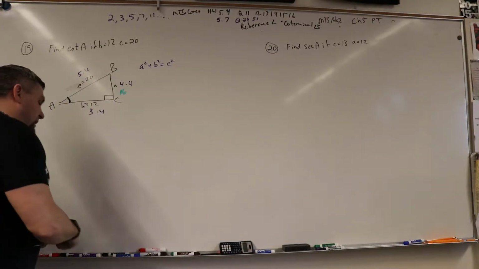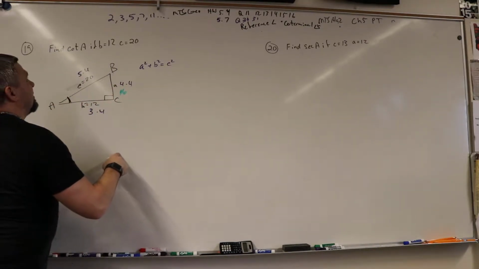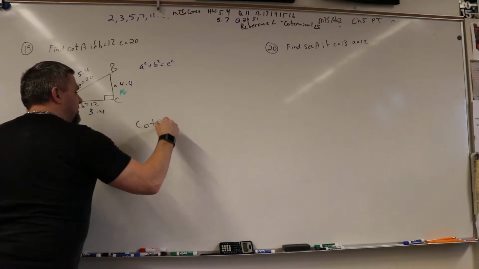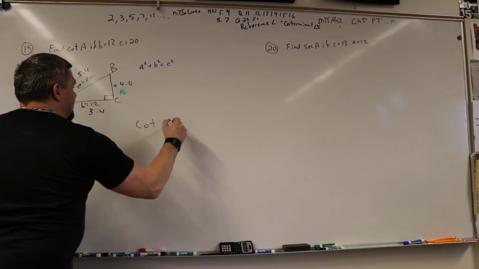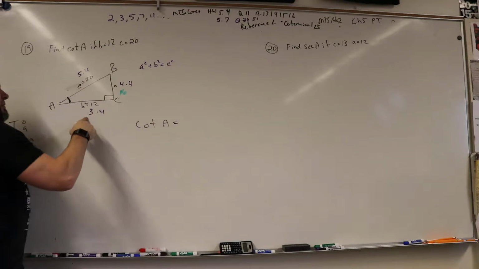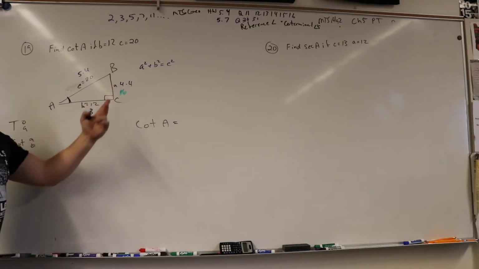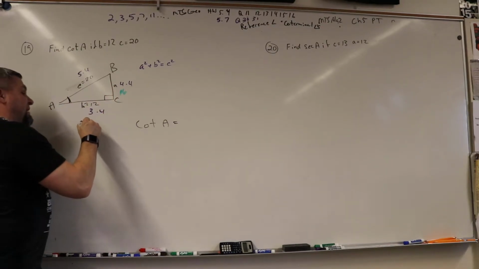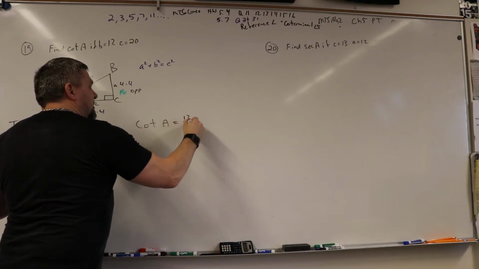So now I can easily write the equation. Find cotangent of A. So cotangent of A, if we remember, cotangent is what? SOH CAH TOA. So cotangent is adjacent over opposite, right? So that means that the cotangent of A is A over O. But wait a minute, this is A, but that's not A, because A is adjacent, right? Over opposite. So it's going to be 12 over 16.